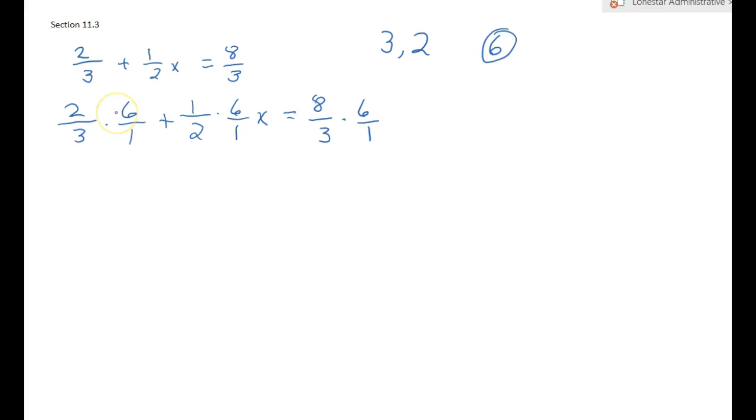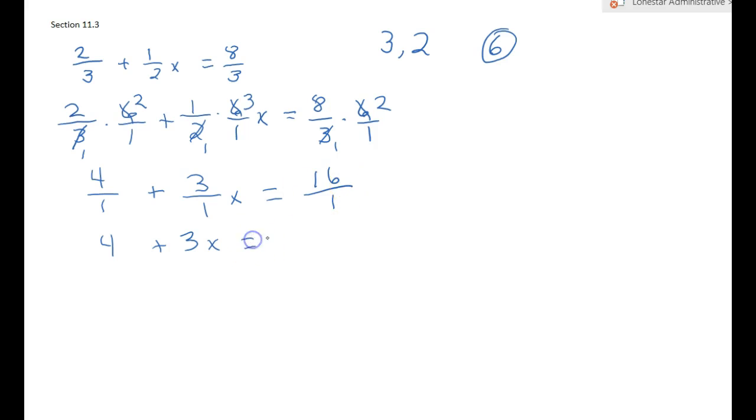So 3 goes into 6 2 times. Here's how I do that. I say 3 goes into 3 once, 3 goes into 6 twice. So now I'm left with 2 times 2 equals 4 over 1, which is really just 4. Okay, plus, and then 2 goes into 2 one time, 2 goes into 6 3 times. So multiplying my numerators, I get 3 over 1x, which is just 3x, equals, and then 3 goes into 3 once, 3 goes into 6 twice, 8 times 2 is 16 over 1. So that's going to just be 16.